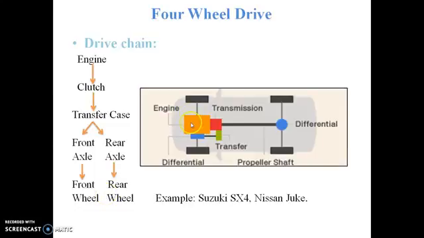In this case, the drive is transmitted from the engine, then to the clutch, and from the clutch to the transfer case. From the transfer case, it is transferred to the front axle and then to the front wheel. At the same time, the power is transmitted from the transfer case to the rear axle and from the rear axle to the rear wheels. The example of this type is Suzuki SX4 and the Nissan Juke.